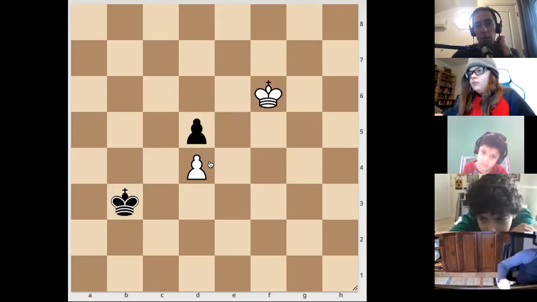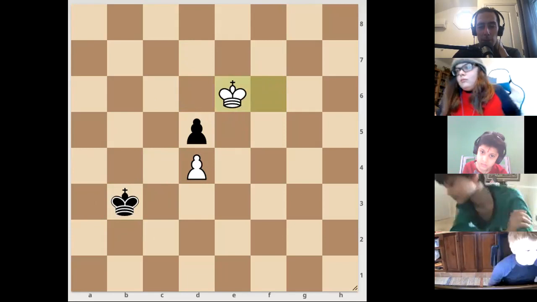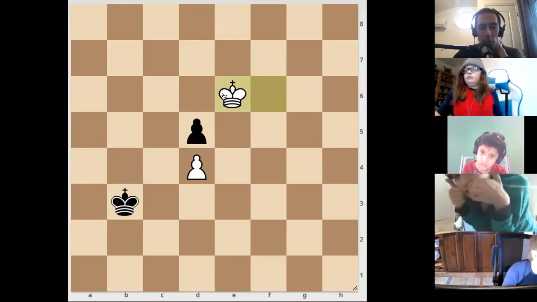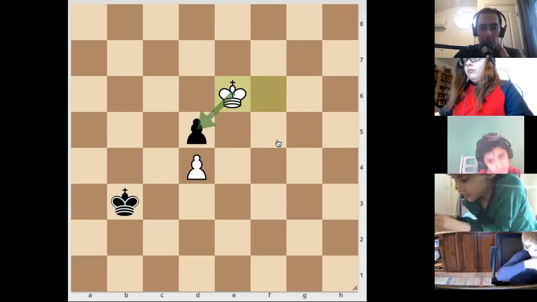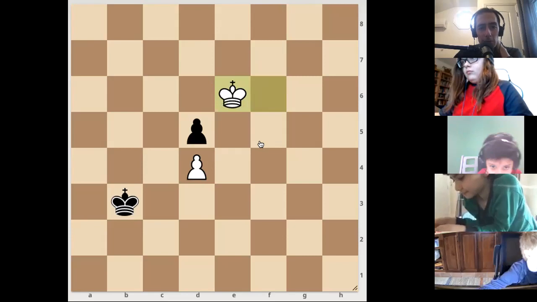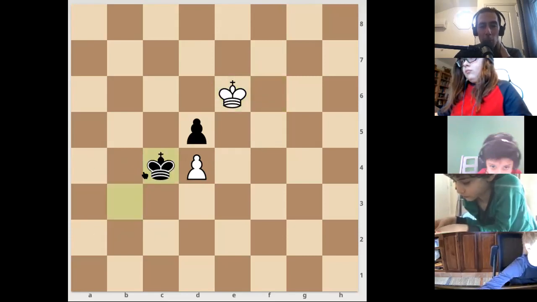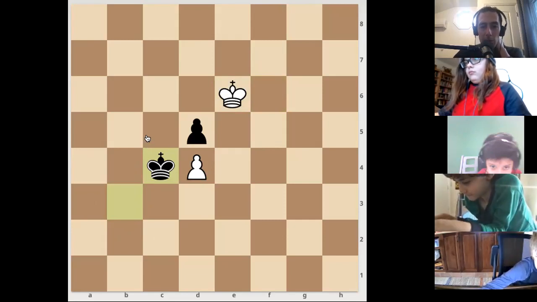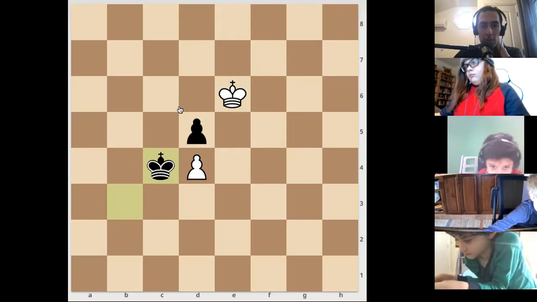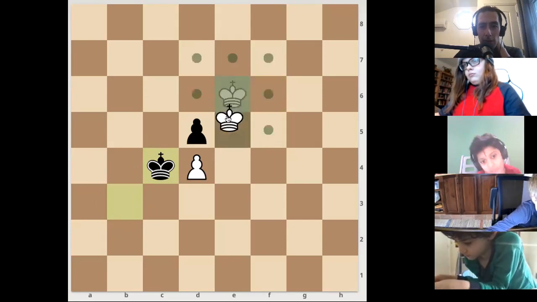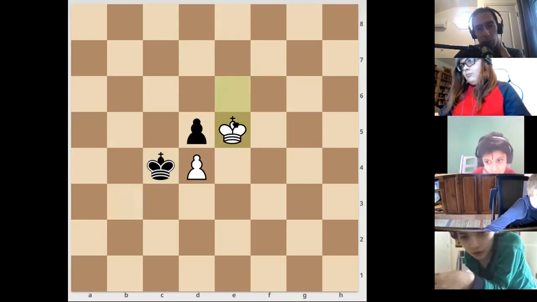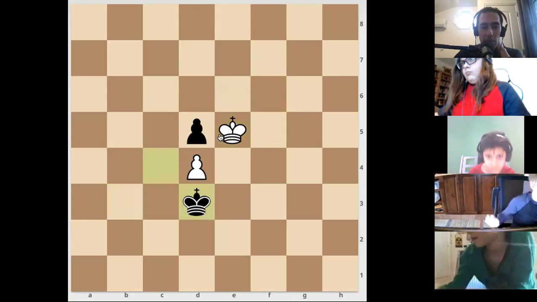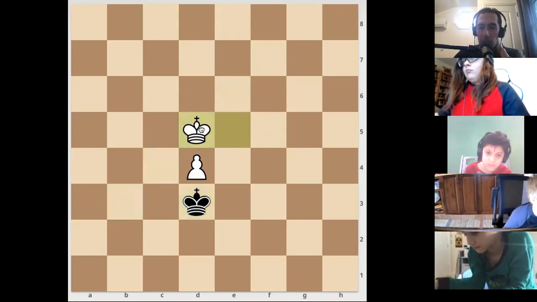King E6. King E6 is definitely the best move. Why is that the best move? We are now attacking the D5 pawn. There's only one way for black to defend, which is King C4. And now what does white do? He plays E5. King E5. Good. And now black is in a state of what? Zugzwang. Now he's forced to move. He's forced to move. Doesn't matter where. And white takes the pawn and wins.